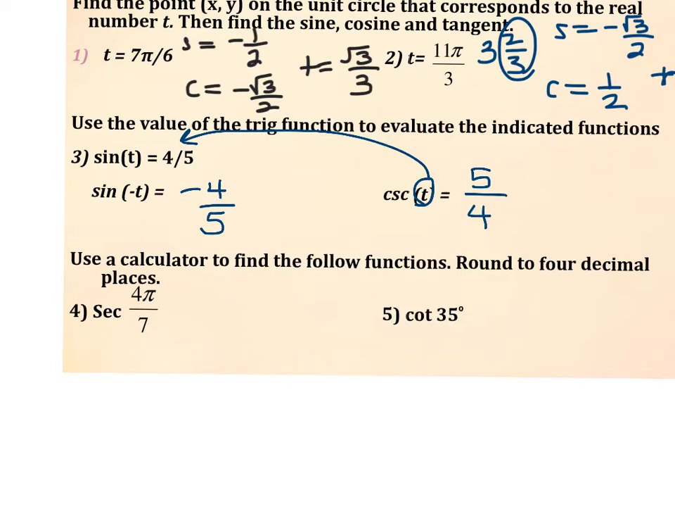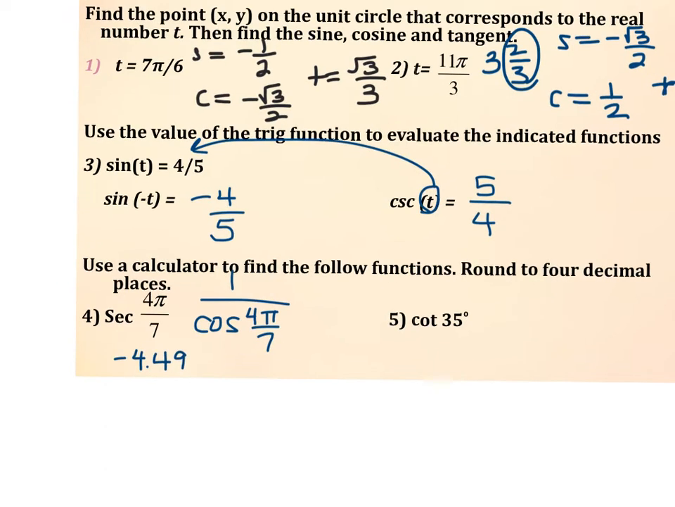So be careful. Then I would say, okay, where's my secant button? Do you have a secant button on your calculator? No, you have to put secant in terms of sine, cosine, or tangent, and secant is what? Good. So this would be 1 over the cosine of 4 pi over 7, and you type it in exactly like that: 1 divided by the cosine, 4 pi divided by 7, and I get negative 4.494. Whoops, 4 decimal places. Negative 4.4939.